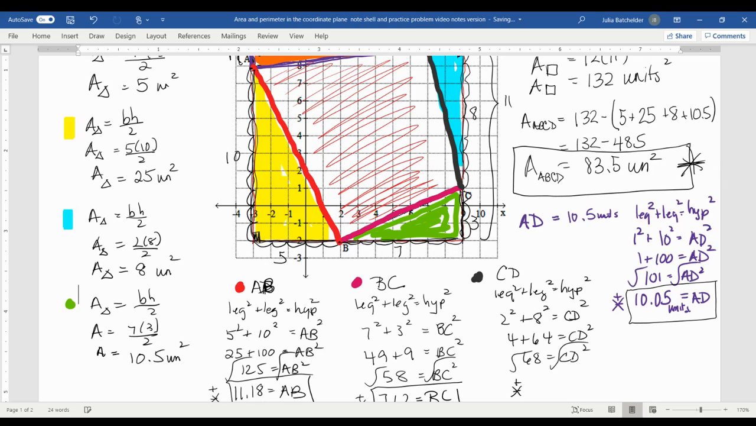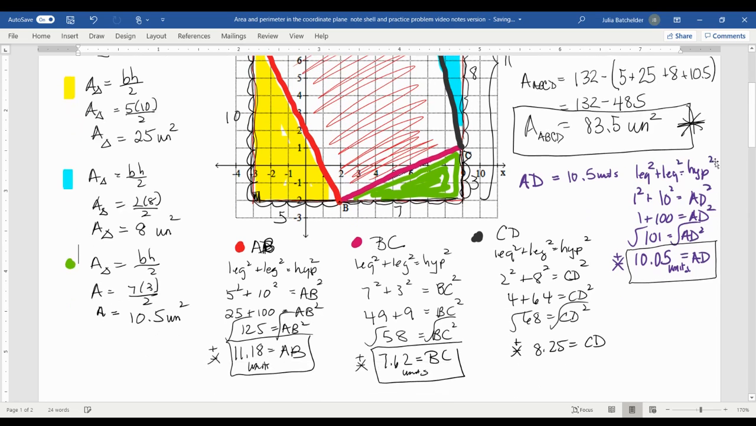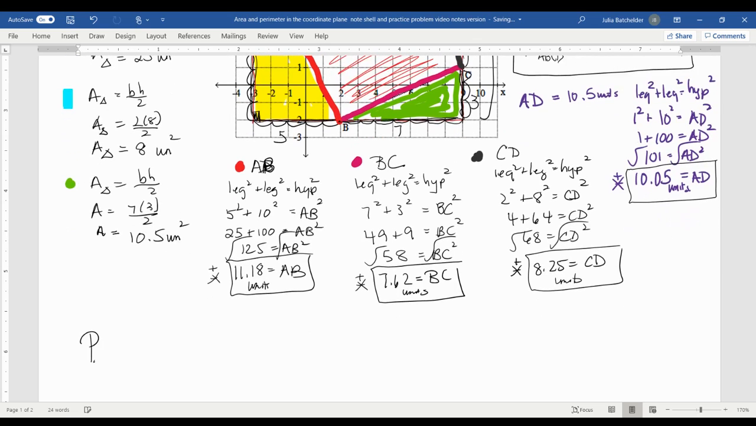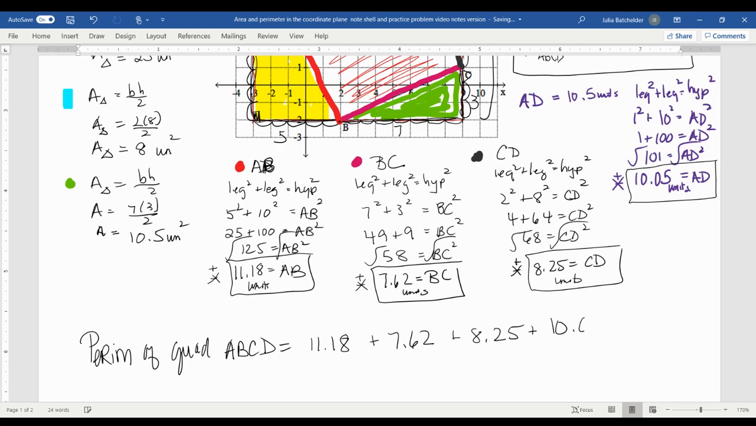And the square root of 68 is 8.25 is CD. And we're going to add units on that because we're not going to be cheap. And then to get the perimeter of our entire quadrilateral, the perimeter of quadrilateral ABCD, all we're going to do is add up the sides. So from A to B is 11.18. From B to C was 7.62. From C to D was 8.25. And from D back to A was 10.05.